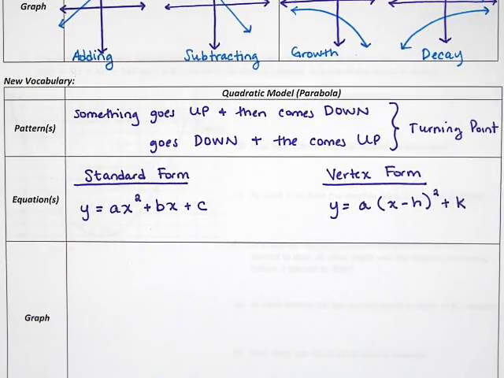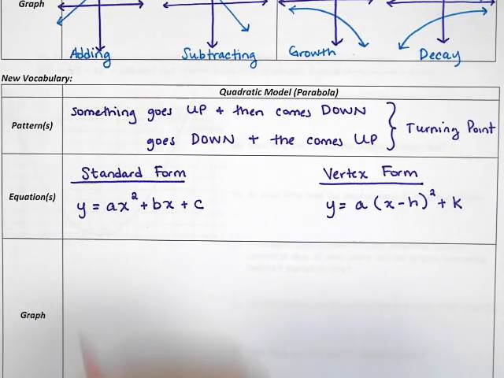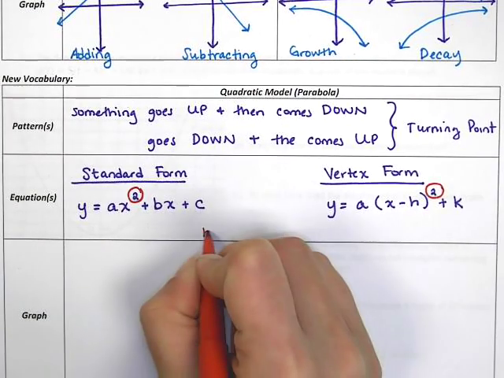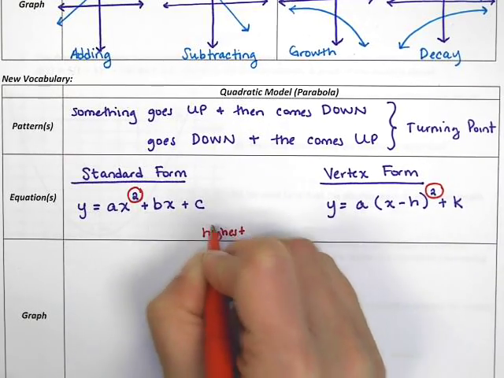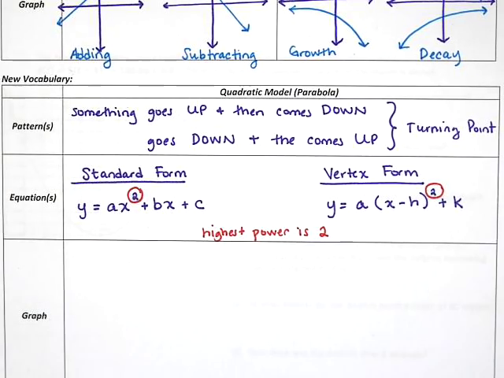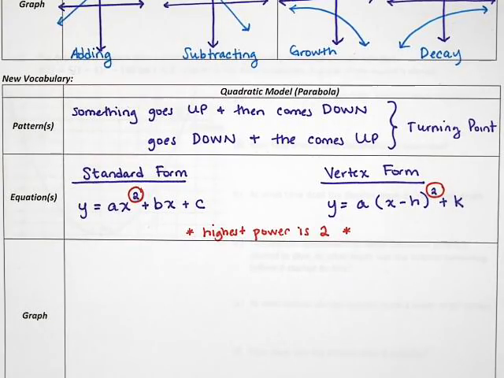We're going to learn a lot more about these specific types of equations in the next couple days, but for now, you're just going to be asked to analyze a graph when it's given to you. So you're just going to need to know when you see these that these are quadratic. The thing that makes these quadratic is that they have a squared as the highest power. Anytime your highest power is 2, you know you have a quadratic model and you know you have a graph that looks like a parabola.